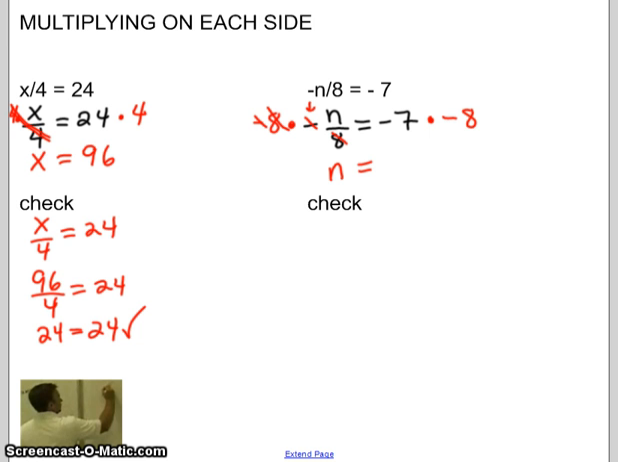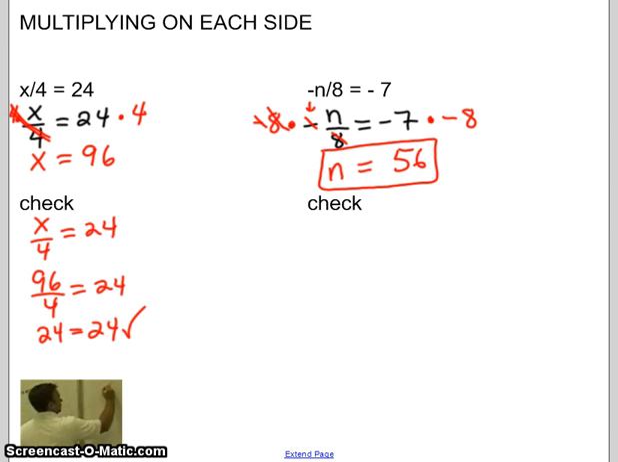Negative 7 times negative 8. Well, we learned that if we have an even amount of negatives, or two negatives, we're going to get a positive number. So 7 times 8 is 56, and we're going to keep it positive.